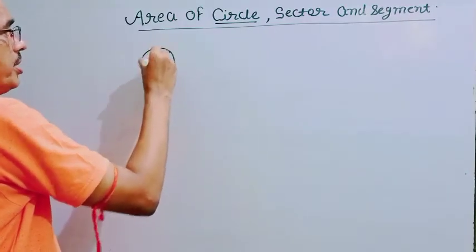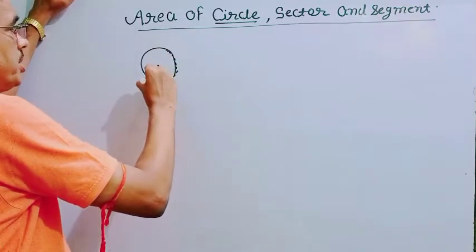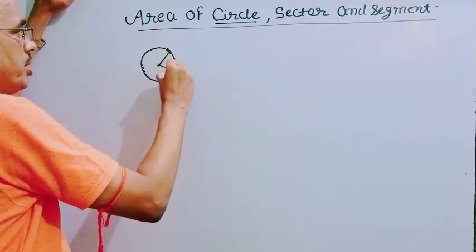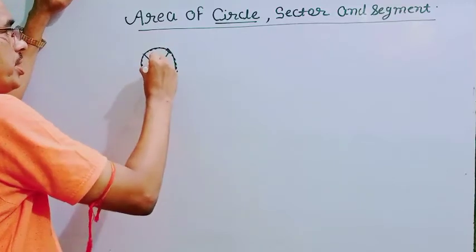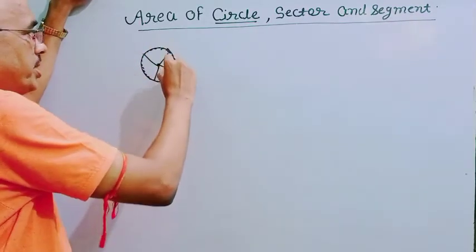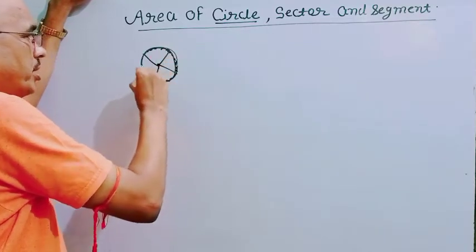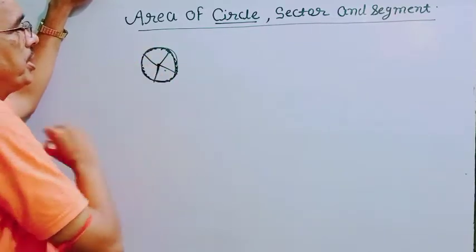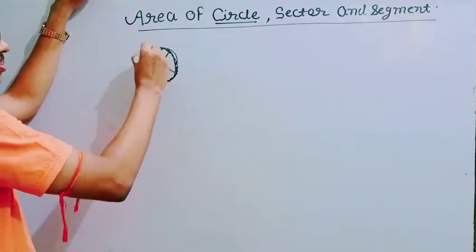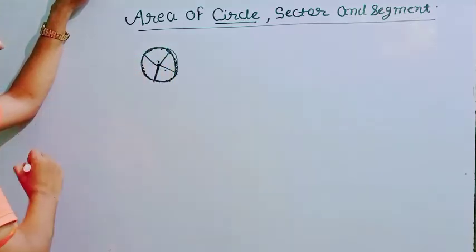Circle is a figure bounded by points. It is a set of points in which all points are equidistant from a fixed point, and the fixed point is called the center. And when we join the center to the boundary of the circle, it is called the radius.